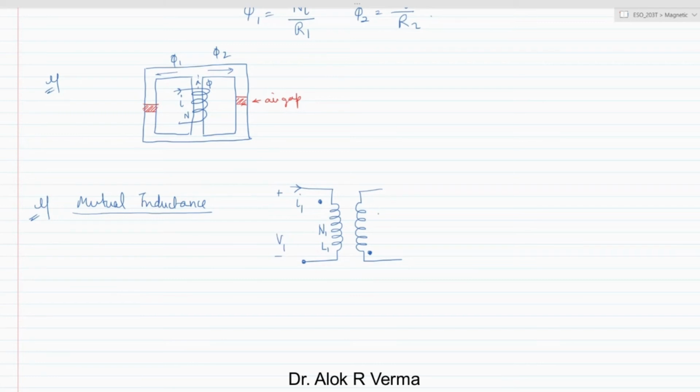Similarly, the output voltage is V2, and the current which is entering is I2, the inductance corresponding to N2 is L2, and the number of turns is N2. And M is the mutual inductance.